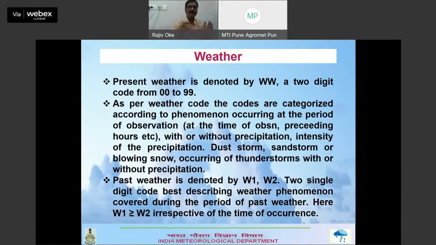So you have to see the duty of the observer to note down the weather occurring at that point of observation. At the same time, not during the observation but in duty hours, it is his duty to keep a note on the weather changing and keep noting the starting and ending of the weather. So past weather is denoted by W1, W2. They are two single-digit codes, best describing the weather phenomena. Past mein kya weather phenomena hua. The condition is that W1 is always greater than or equal to W2, irrespective of time of occurrence.